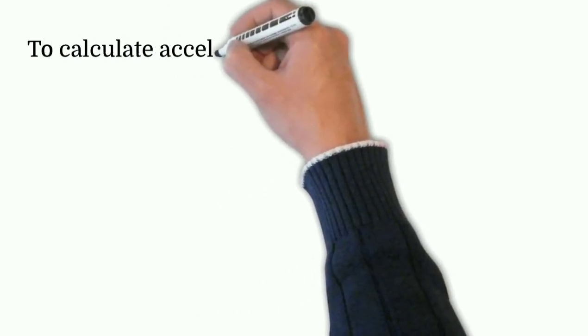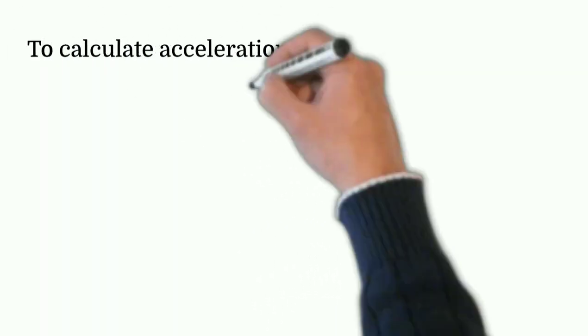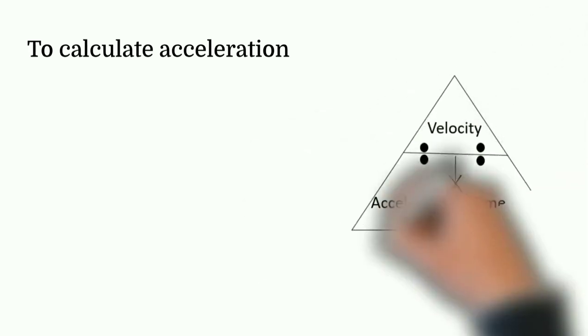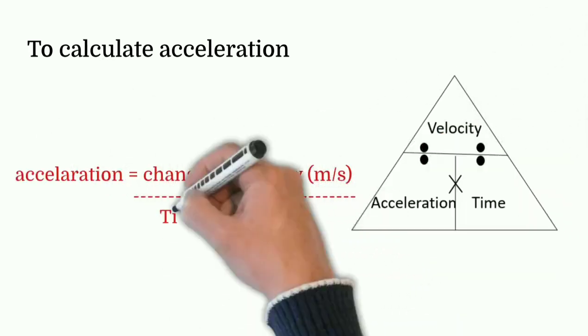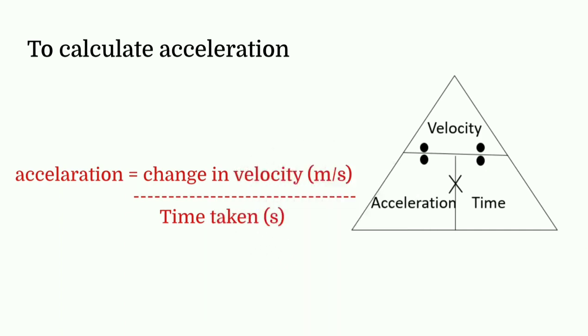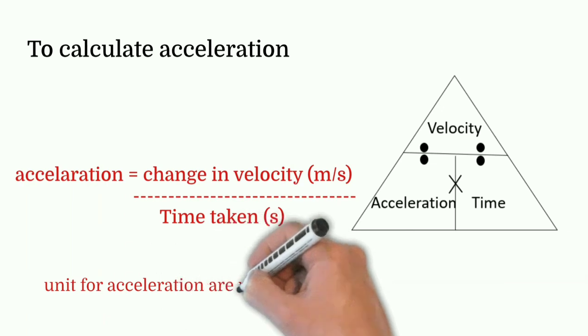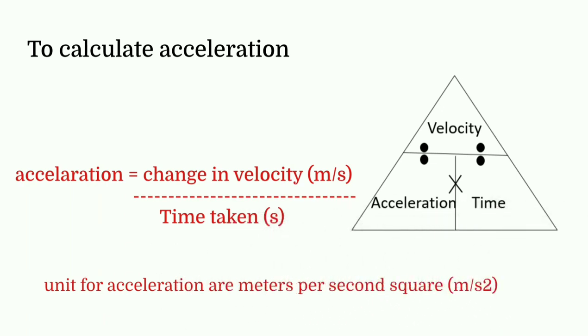Here's another equation. In order to calculate acceleration, you need to do change in velocity, which is in m/s, over the time taken in seconds. So here's the triangle: velocity is on the top, acceleration and time. The unit for acceleration is meters per second squared, or m/s squared.